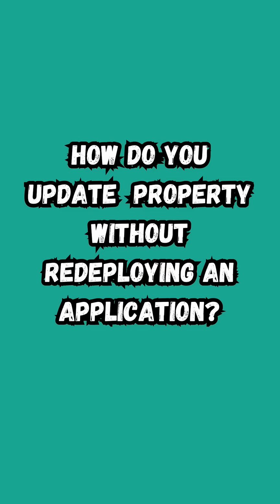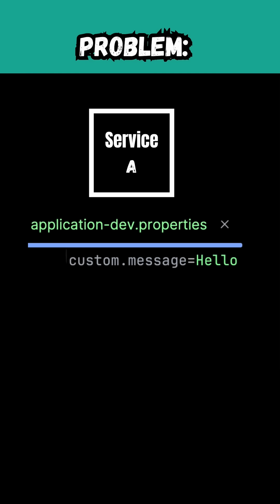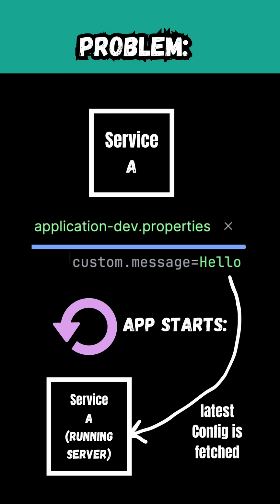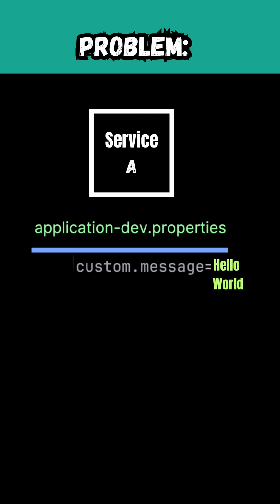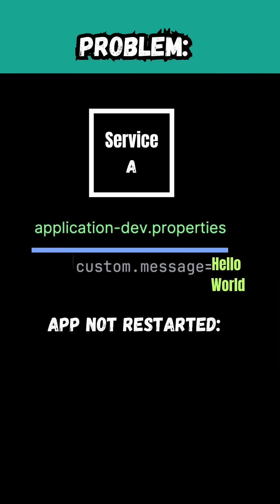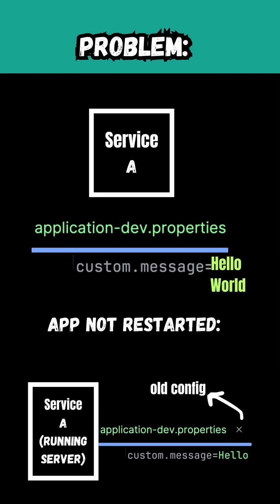How do you update a property without redeploying an application? Understand the problem with this example. Let's say for your service you have defined certain properties, and when the app is started, these properties are loaded into the application environment object. Now let's say the configuration value is updated but the app is not restarted. And when the application tries to access this property, it will see the old value.